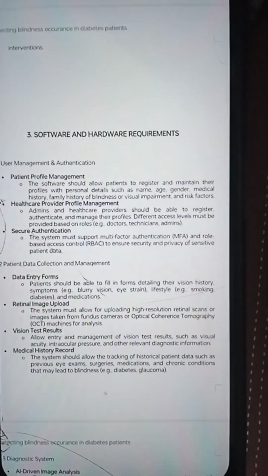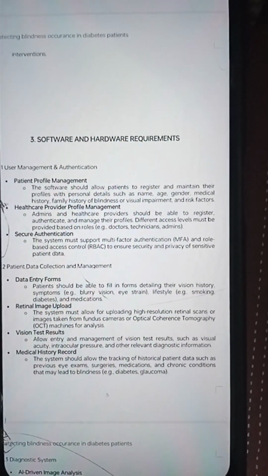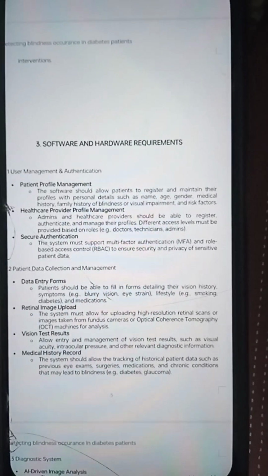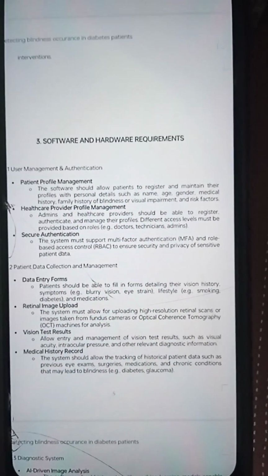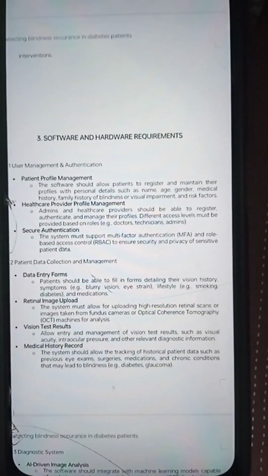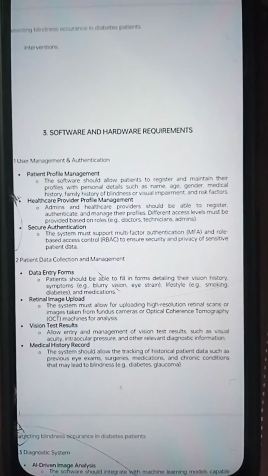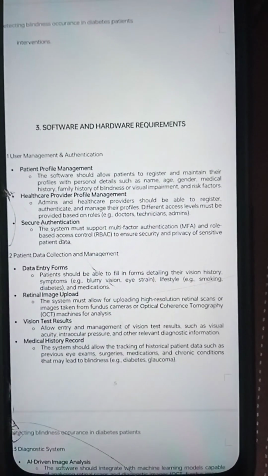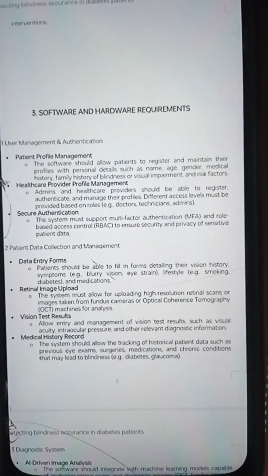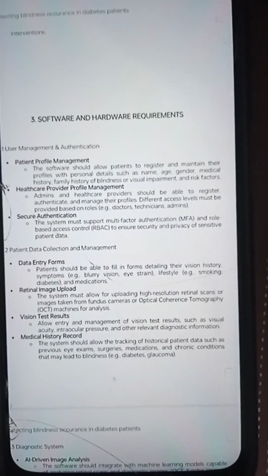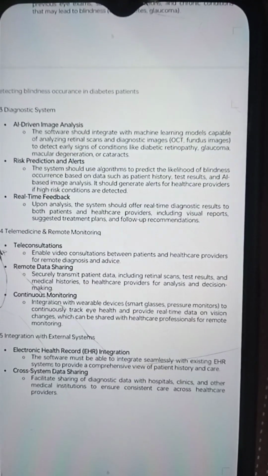Retinal image upload: the system must allow uploading high-resolution retinal scans or images taken from fundus cameras or optical coherence tomography machines for analysis. Vision test results, which allows entry and management of vision test results such as visual acuity. Medical history record: the system allows tracking of historical patient data such as previous eye exams, surgeries, medications, and chronic conditions that may lead to blindness. Diagnostic system: AI-driven image analysis.